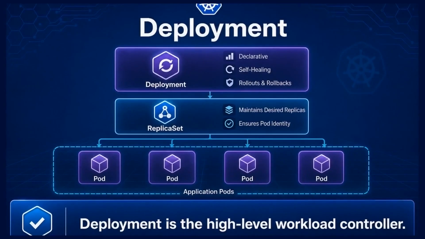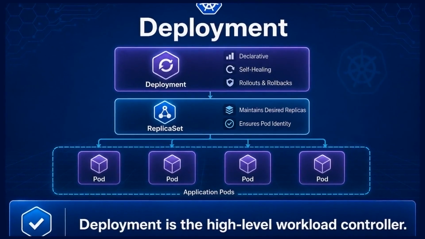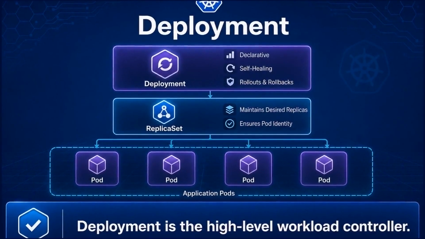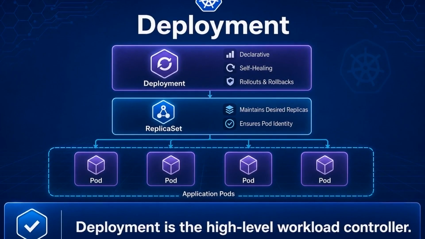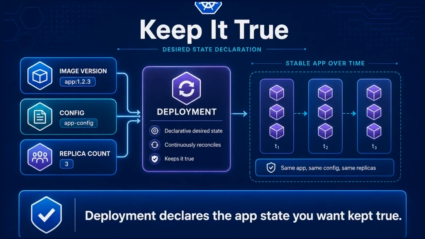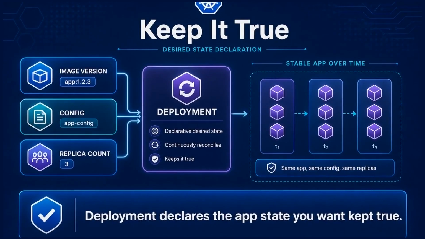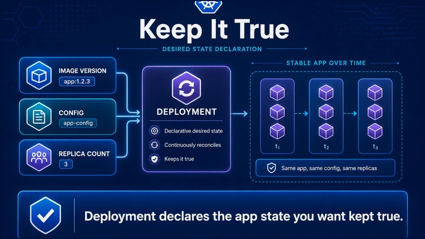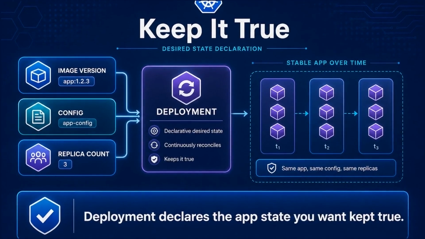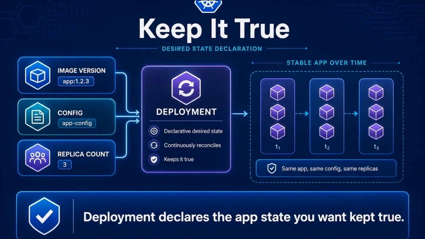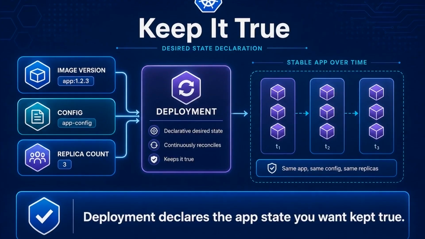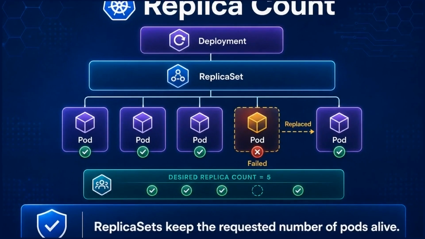Now let us zoom into deployments and replica sets. A deployment is the high-level workload object most teams use for long-running, stateless applications. What is it for? It is for saying, I want this application running with this container image, this configuration, and this replica count. Why do teams use it? Because they want Kubernetes to keep that state true over time, even when pods fail, versions change, or replicas need to grow or shrink.